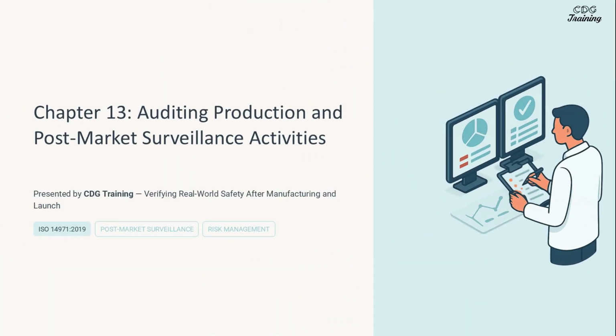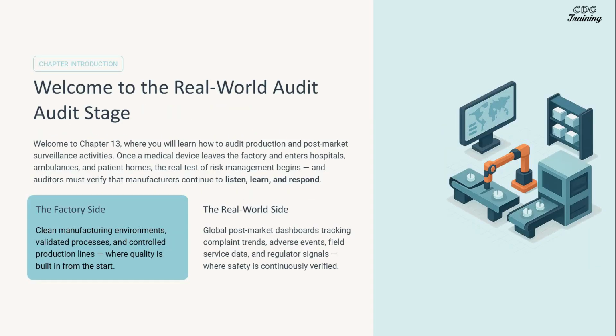Welcome to Chapter 13, where we delve into auditing production and post-market surveillance activities. This chapter is crucial for verifying real-world safety after manufacturing and launch. In this chapter, you'll explore how to audit production and post-market surveillance activities. From factory environments to real-world scenarios, learn how manufacturers continue to listen, learn, and respond.